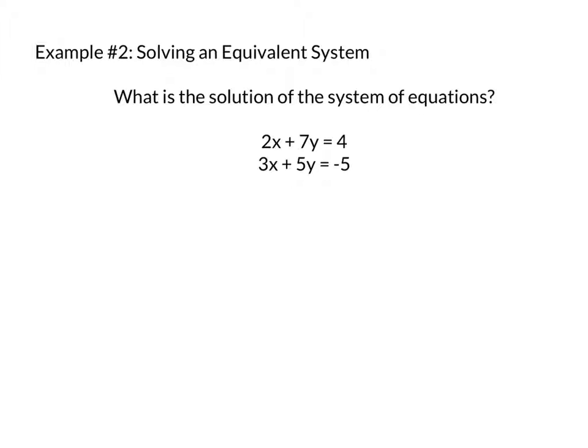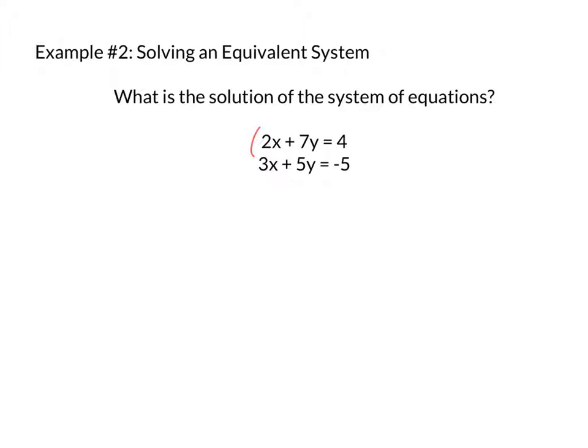If I wanted to eliminate my y's, for example, a common multiple of 7 and 5 is 35. So I would have to force one of them to be positive 35 and the other to be negative 35. I'm going to choose, however, to eliminate my x's. So let's start there. So to eliminate my x's, I need to force one of them to be positive 6 and the other to be negative 6. So I'm going to make the upper equation positive 6 and the lower equation negative 6.